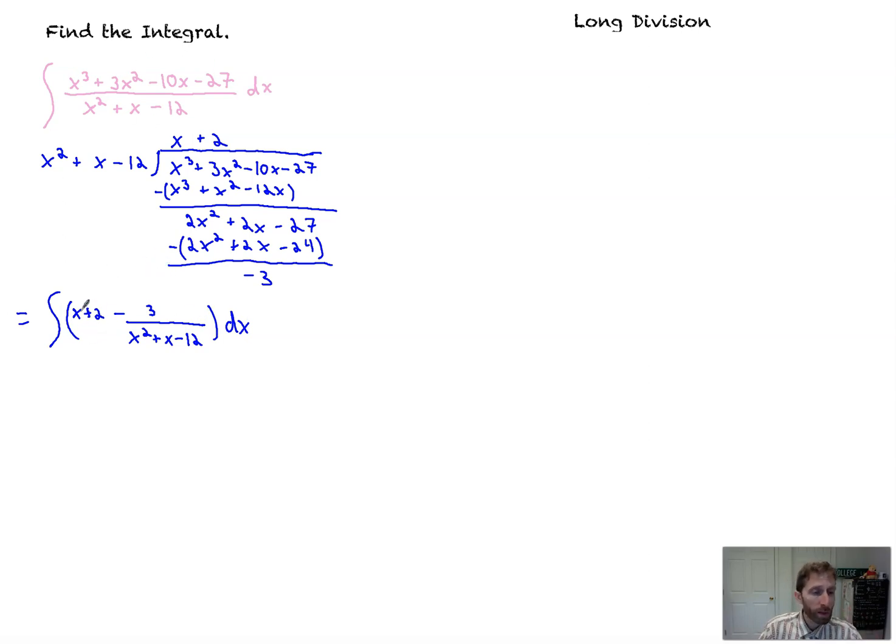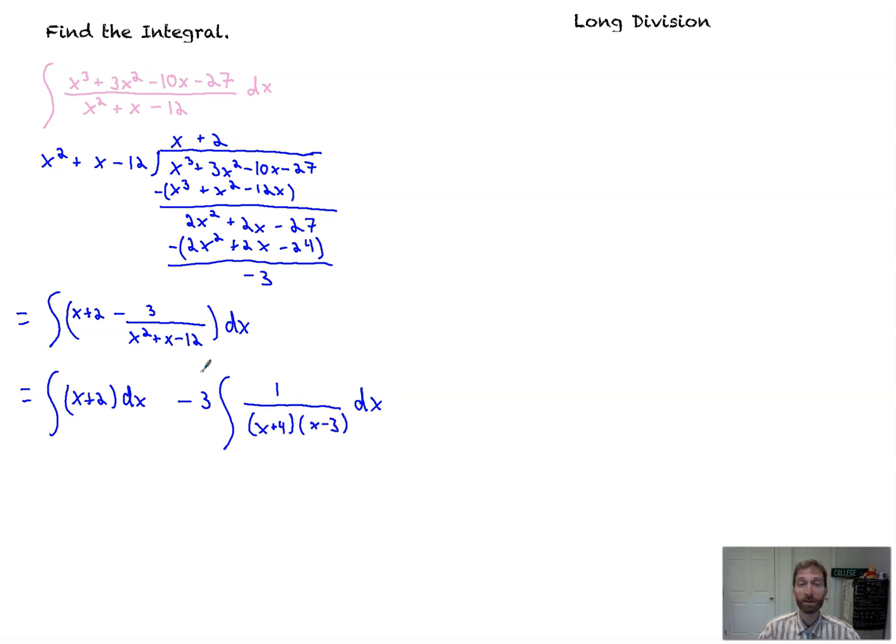Now, we're going to split this into two separate integrals. The x plus 2 part we'll have to integrate. The 3 over x squared plus x minus 12 will integrate with partial fractions. So they're two separate things. So think of it like this. You've got the integral of x plus 2 dx minus 3 times the integral of 1 over, and I'm going to factor it here. Might as well set ourselves up nicely because it is factorable. You'll have x plus 4, x minus 3. Those are the factors that give us that denominator.